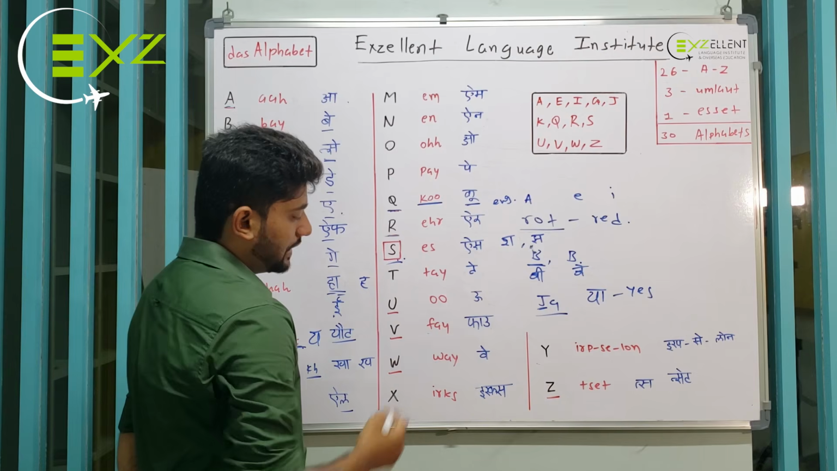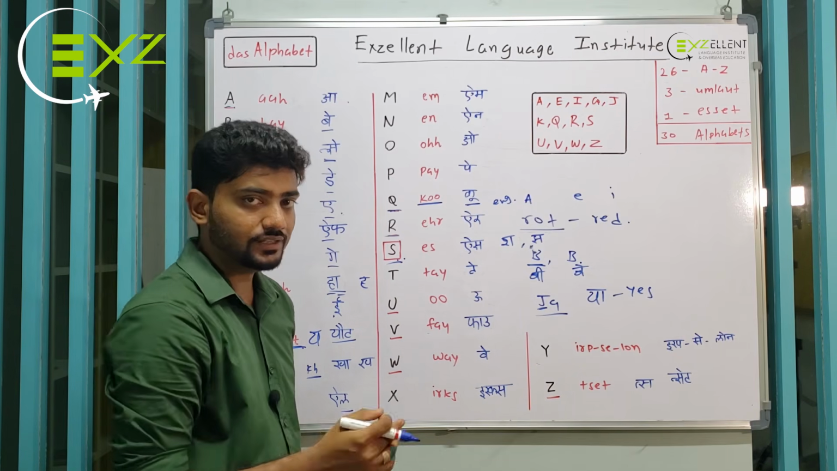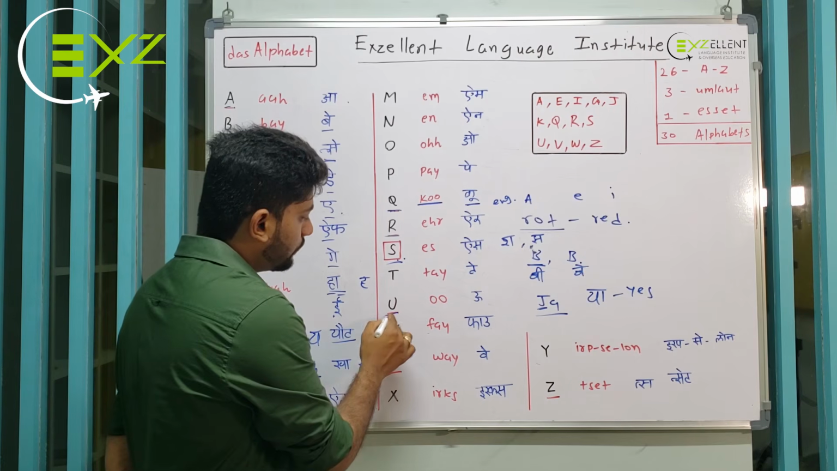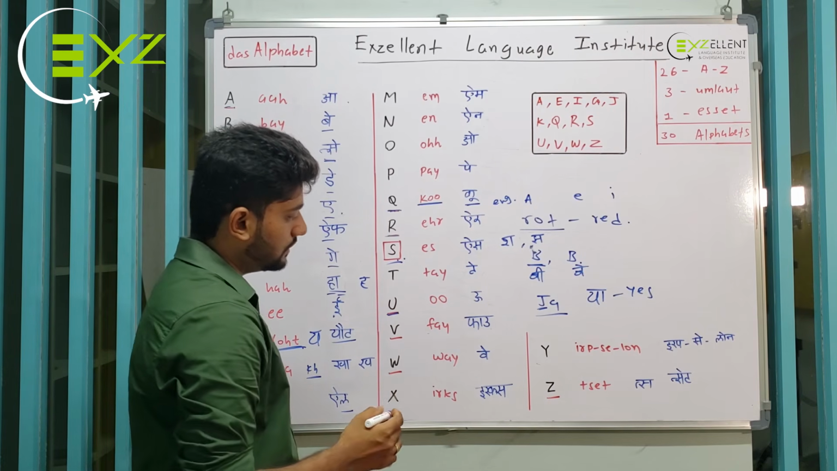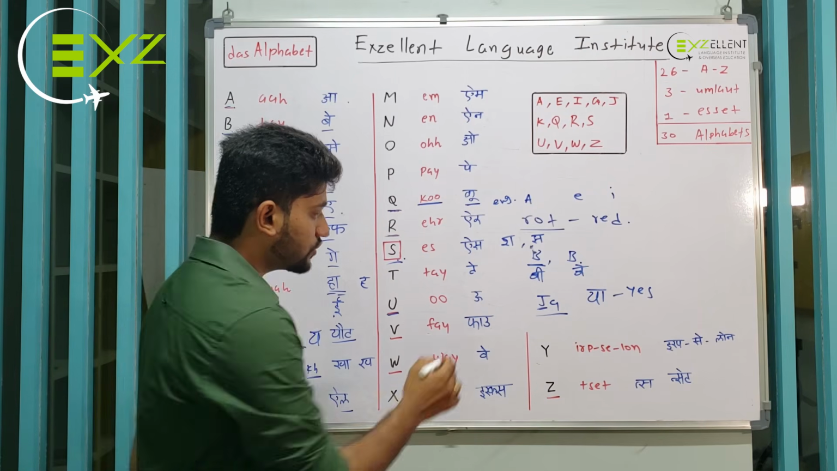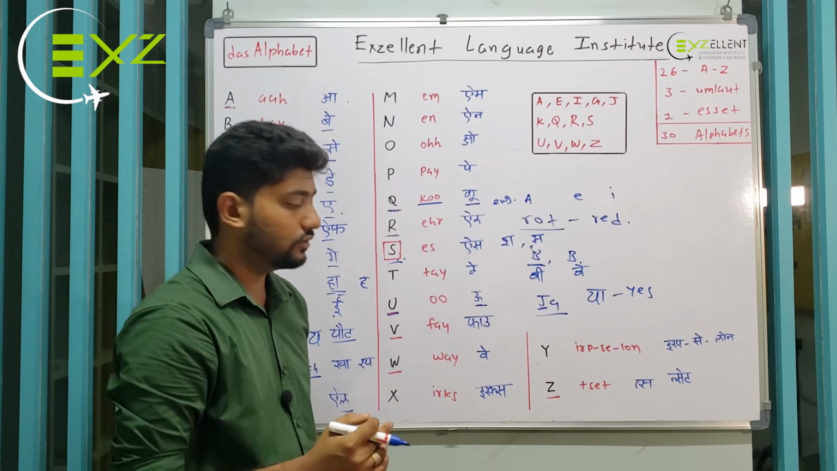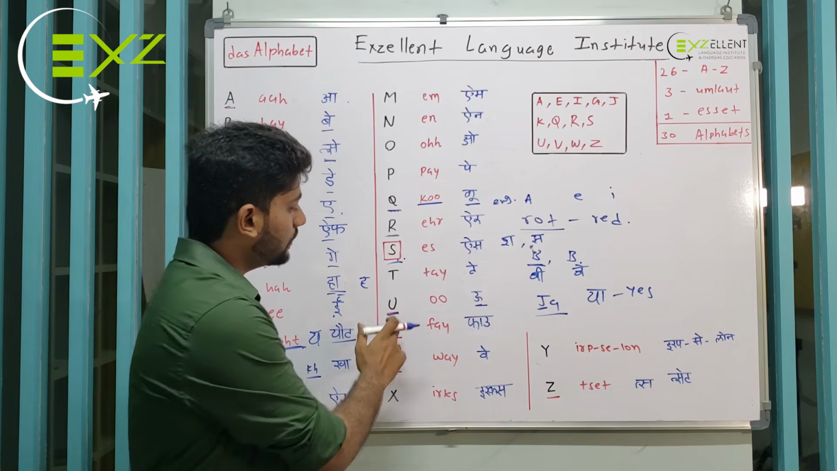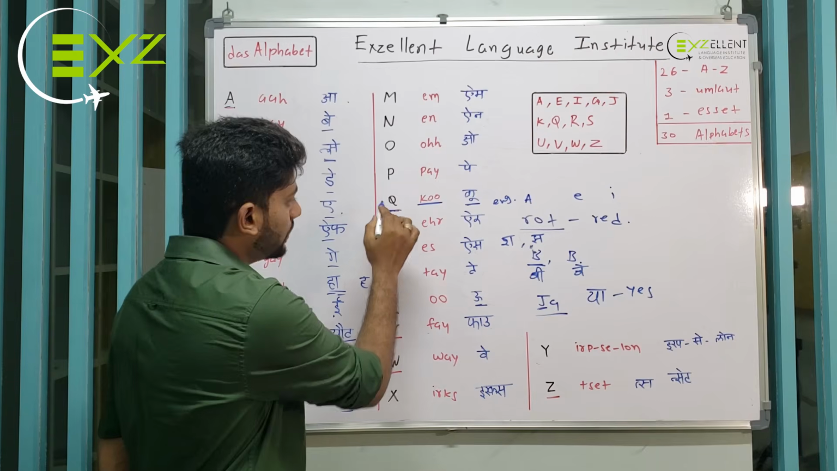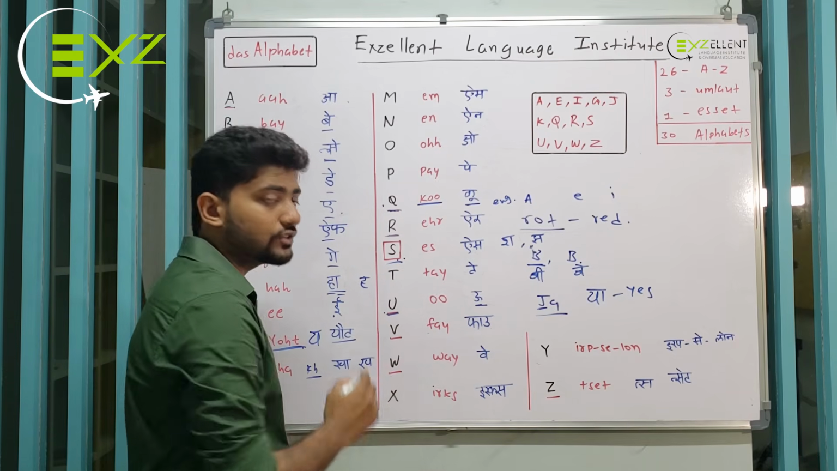Now T will be T. There is no difference between English and German pronunciation for T. Now U. In English, there is a Y sound in U, right? But in German it is only U, like there is no Y in U. We have just discussed that in Q as well there is no Y. In U as well there is no Y.